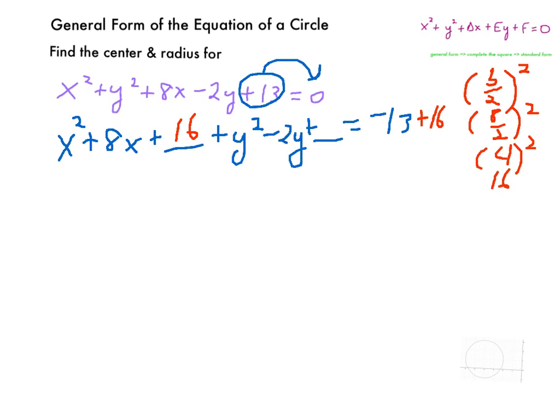All right, now for the y's. Well, our b is -2. So half of -2 is -1, which brings us to a positive 1, which means we're going to add 1 right there. And again, don't forget it's an equation, add 1 to the right.